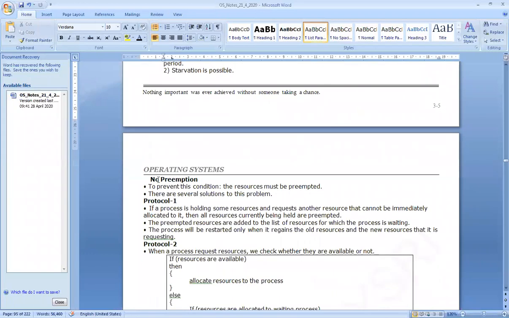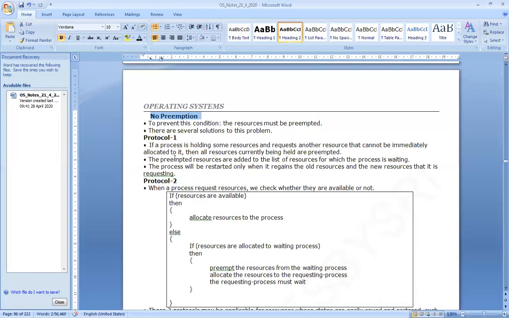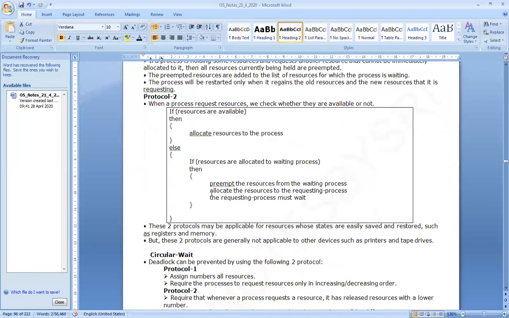The next one is called no preemption. What does no preemption mean? We are not getting into a situation where we can preempt the process, or preempt the resource which is used by that particular process. As and when a new request comes, we preempt the process which is executing, and we allow the other process to use that particular resource. That is the no preemption condition. Here also some examples are given, protocol 1 and protocol 2.